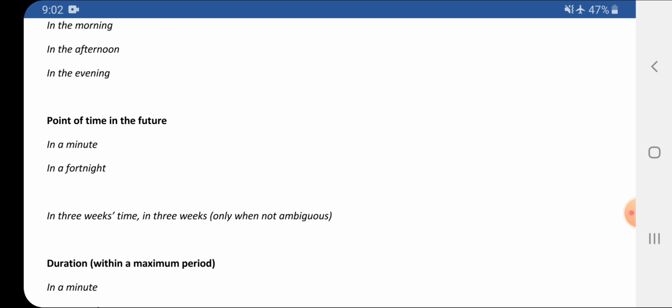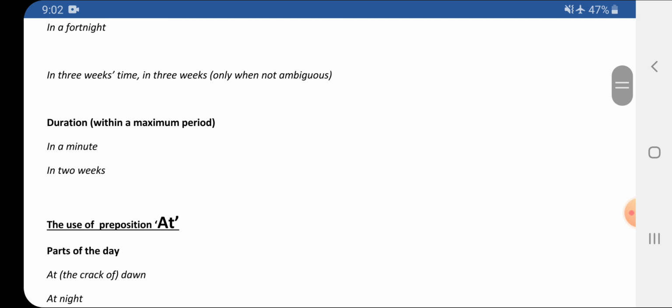Okay, next thing is duration, within a maximum period. That's similar to the previous one, in a minute, in 2 weeks. So if you say sentences like that, in 3 months, in 3 years, you can use that as well.